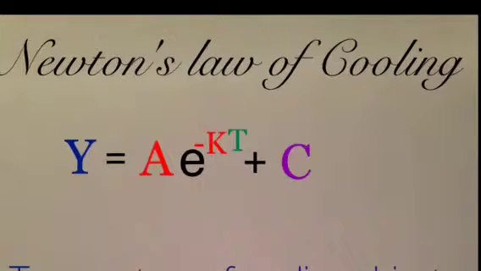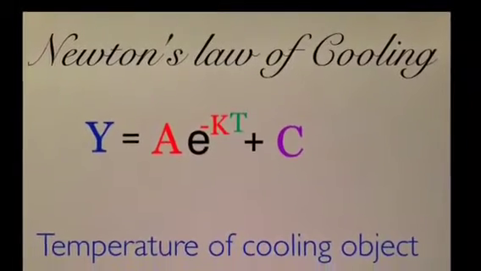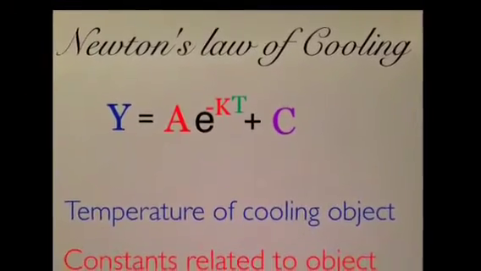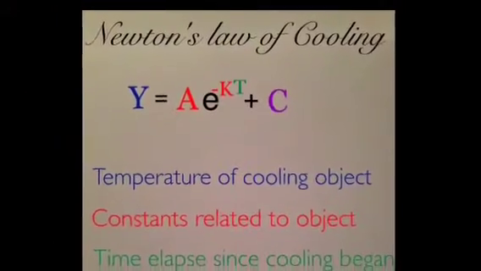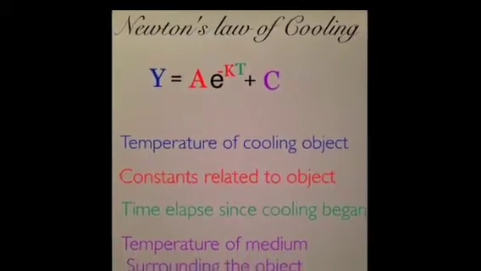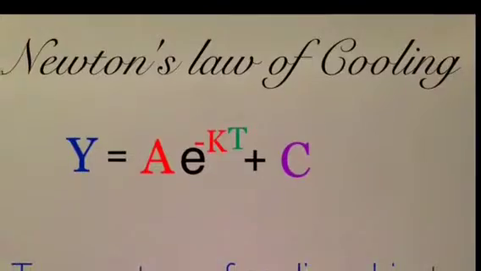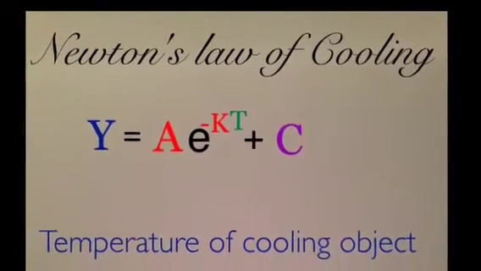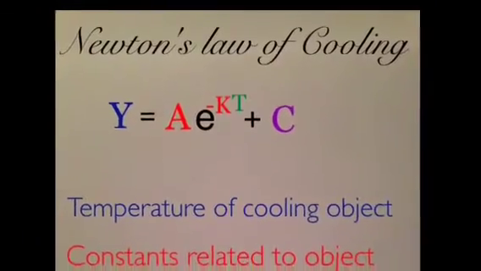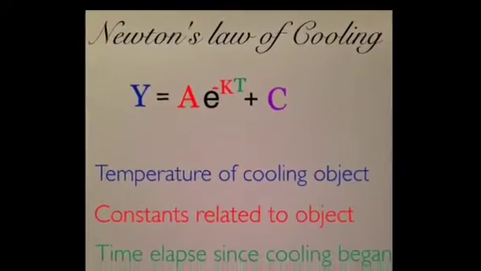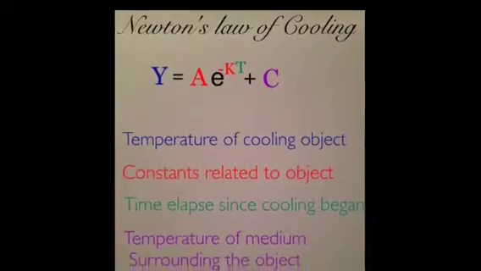Now we'll look at Newton's law of cooling. In this equation, Y is the temperature of the cooling object. A and K are constants related to the object. T is the time elapsed since the object began cooling, and C is the temperature surrounding the object.